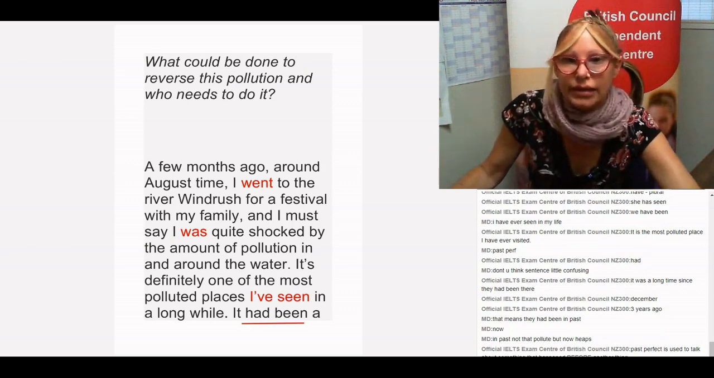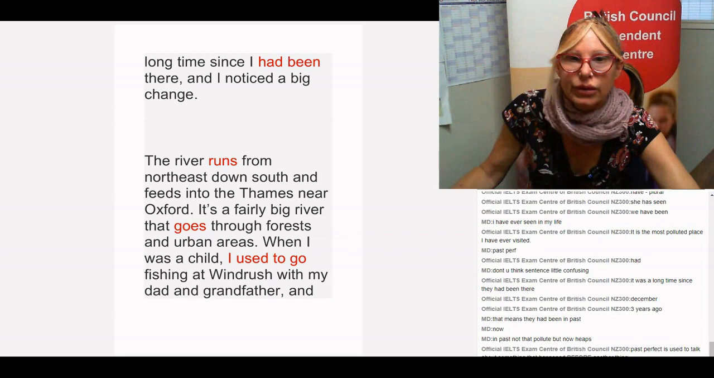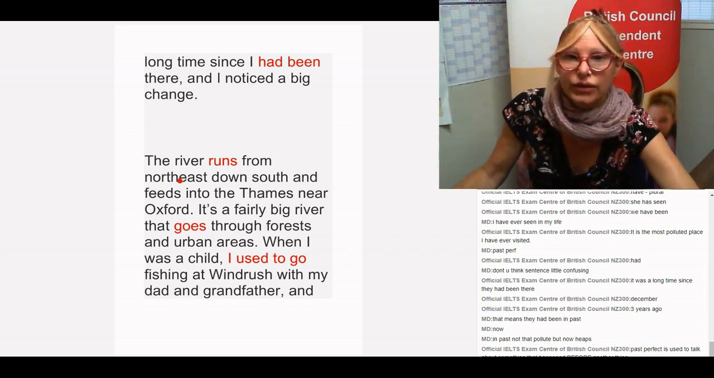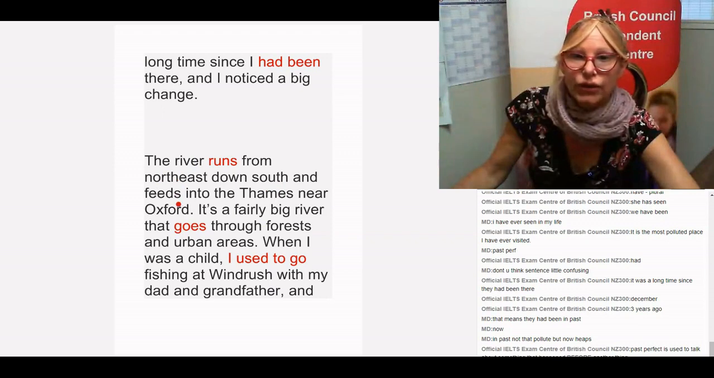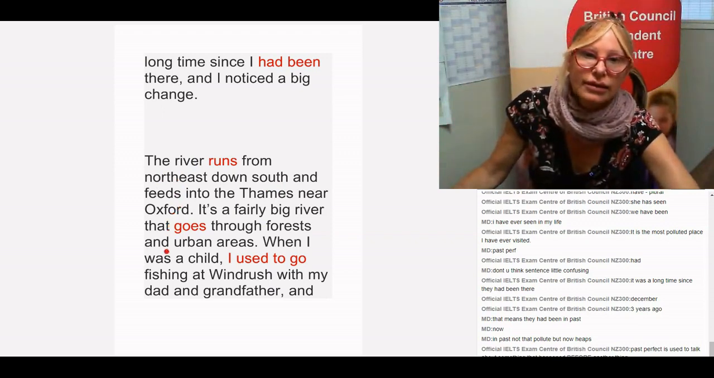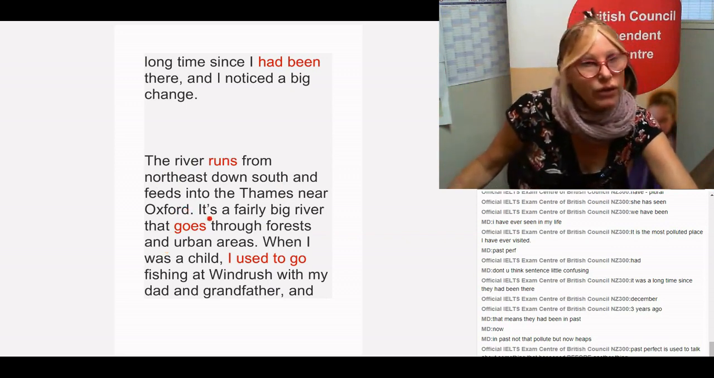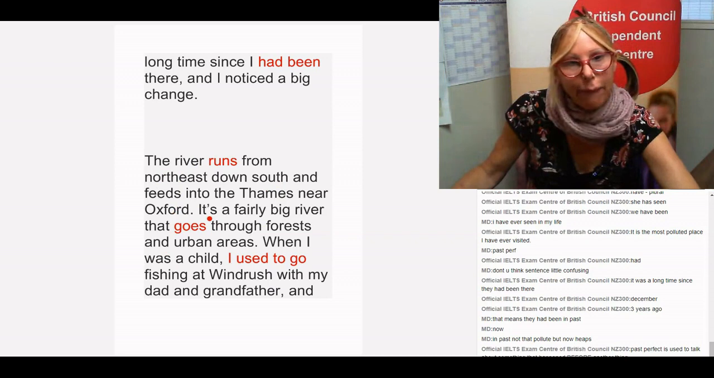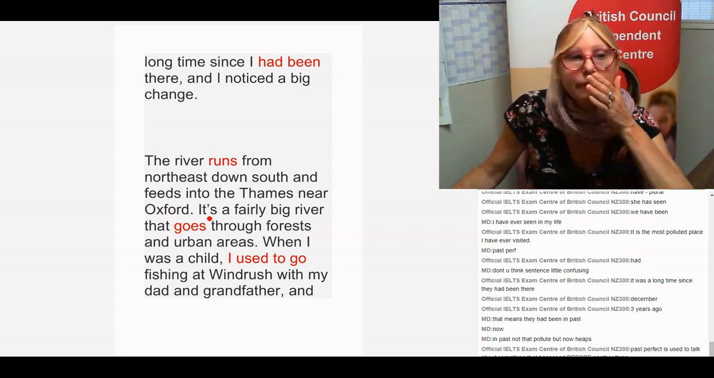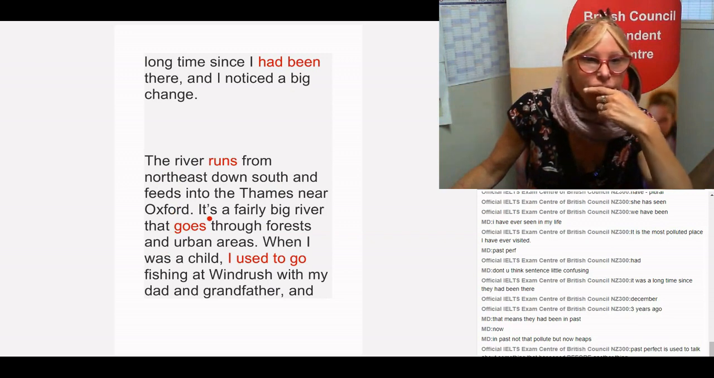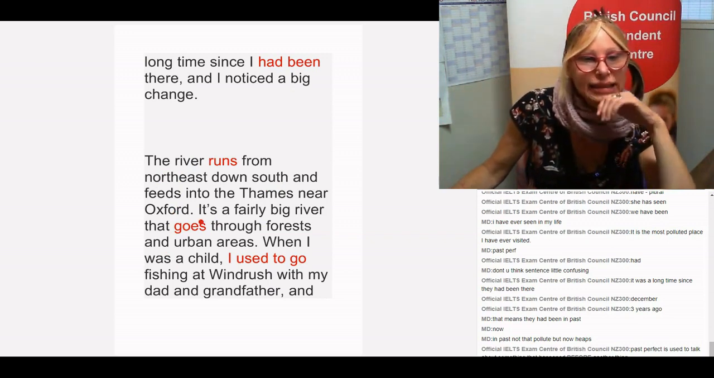Okay, so now the river runs from now northeast down south and feeds into the Thames near Oxford. It's a fairly big river that goes through forests and urban areas. Okay, so just looking at these two words here, runs and goes. What is the function of those two words? What's the tense? What tense is that? Okay, when do we use present tense?